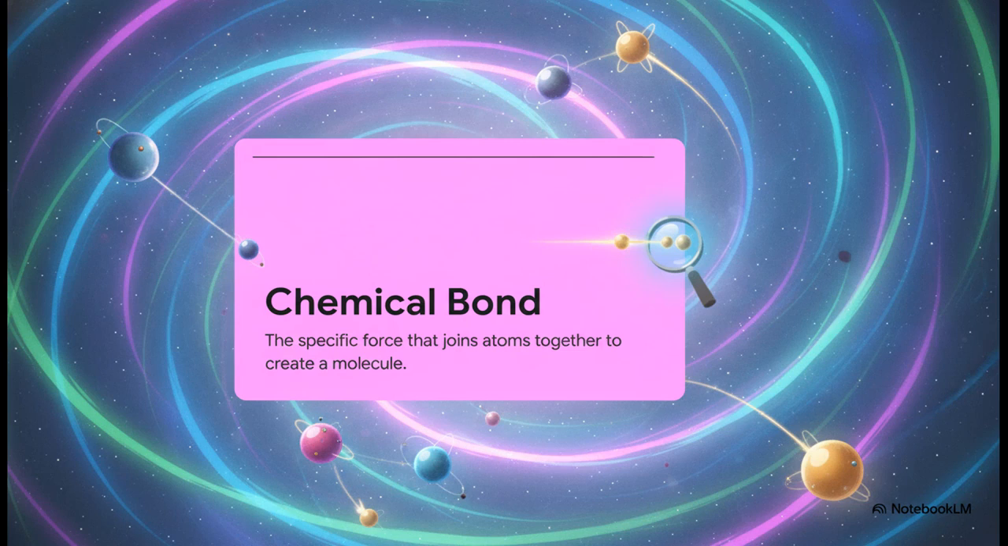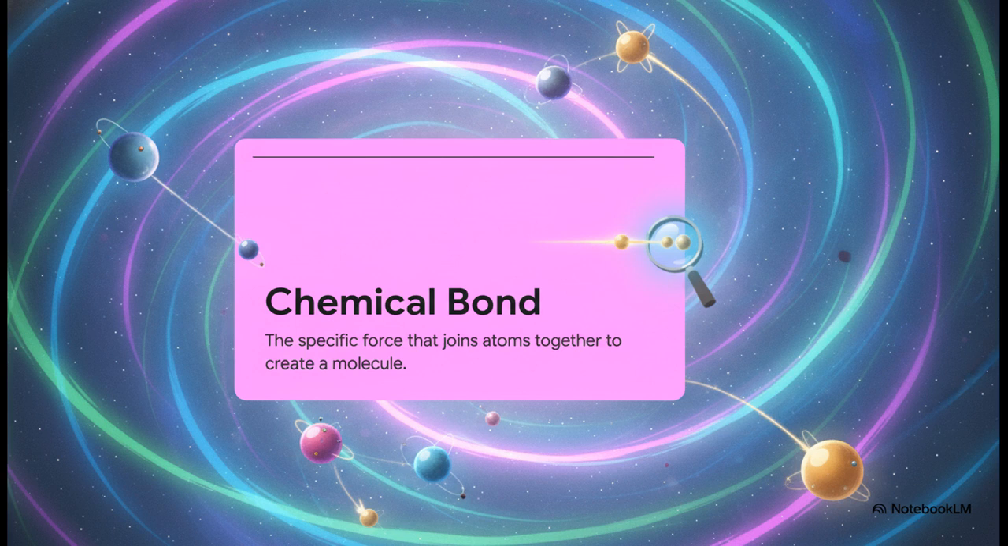Okay, so what holds these molecules together? We just figured out that a molecule is a collection of atoms joined together. But how? What exactly is holding those atoms in place to form that ultimate Russian nesting doll we just talked about? Well, quite simply, a chemical bond is the specific force that joins atoms together to create a molecule. It's the ultimate microscopic glue.